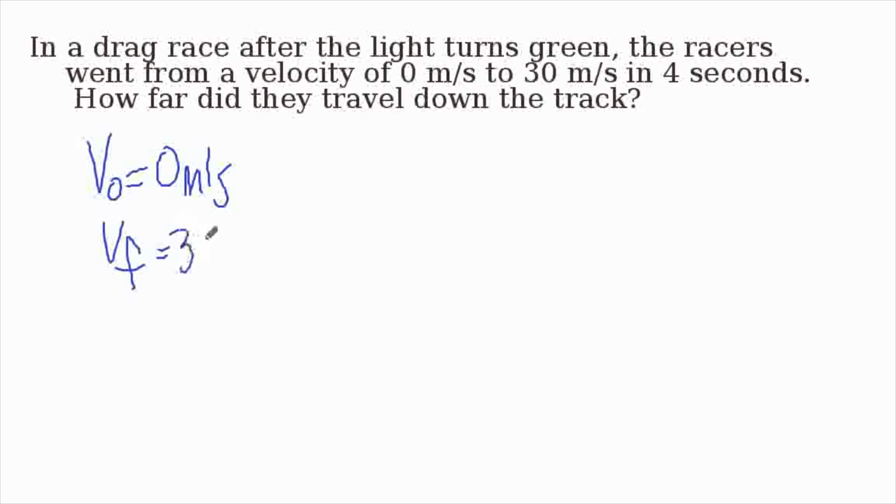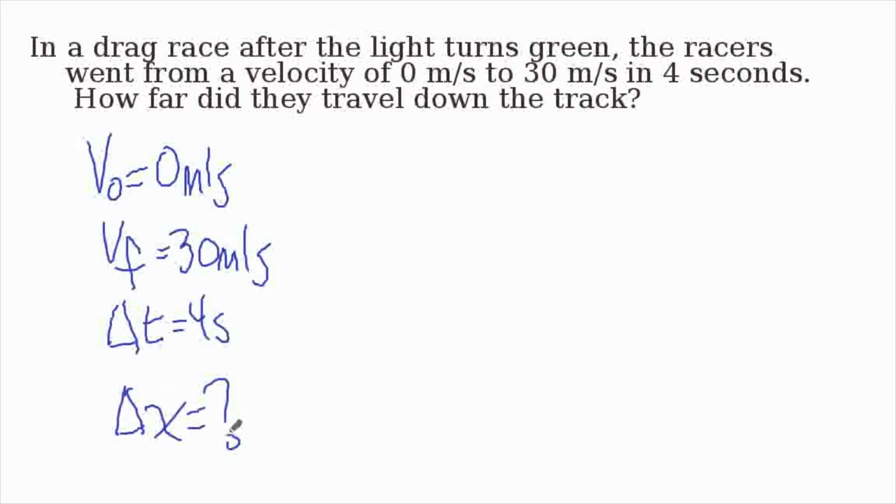Okay, now, if the velocity was constant, it would be velocity times the change in time, right? But here the velocity is far from constant. So how in the world would we solve this one? We know the time. Well, let's summarize what we know. Okay, so we know the initial velocity was 0 meters per second. The final velocity was 30 meters per second. The change in time was 4 seconds, and we're looking for delta x.